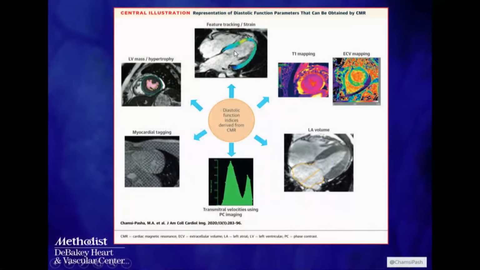So really what we're going to be talking about is what MRI can provide in terms of data. You can get geometric data like LV mass and hypertrophy. You can also look at strain data for the LV and or the LA. And more importantly, there is a growing need for assessing the extracellular matrix, which as we know is the whole premise of diastolic heart failure, which is increased myocardial stiffness. So we have techniques like T1 mapping and ECV mapping to assess that. You can also look at the morphological changes in those patients with long-standing HFpEF, like assessing LA volume. You can also get transmitral flow velocities, and finally, myocardial tagging.